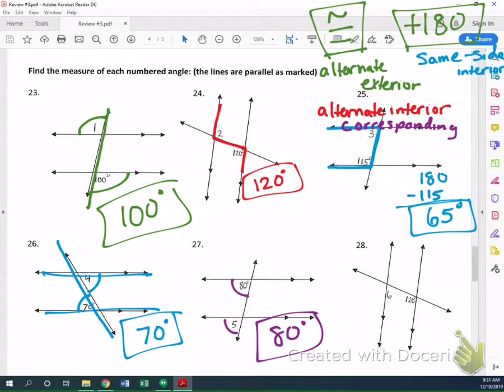And then 28, those are the oddball, the same side interior, so we're going to do a 180 minus. And you get 60 degrees.